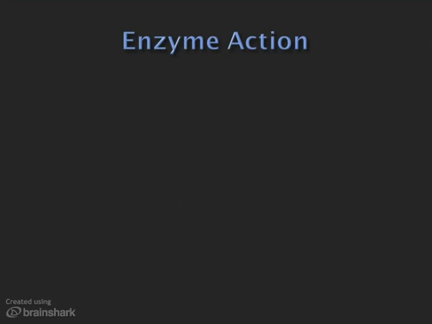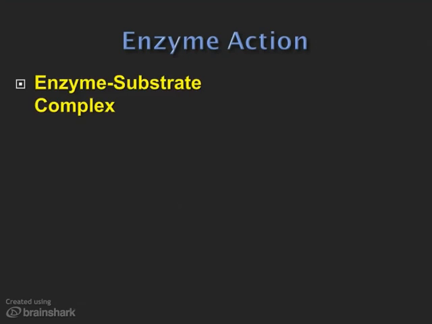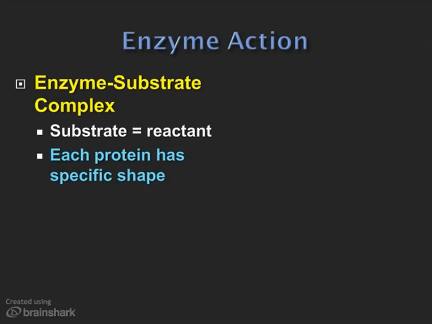So let's take a look at this enzyme substrate complex one more time. The reactant in an enzyme catalyzed reaction is called the substrate. Okay, substrate is the thing that is being acted upon. Remember in the last slide when I said enzymes are specific? Okay, so that's how this works. Each protein has a very, very specific shape, and the substrate that it binds to has a complementary shape. The substrate stays bound to the active site until the reaction is complete.